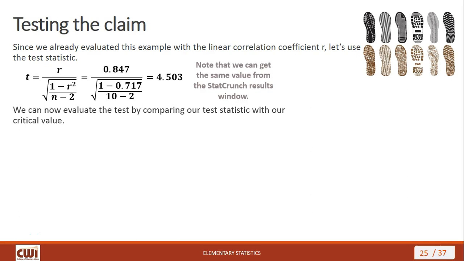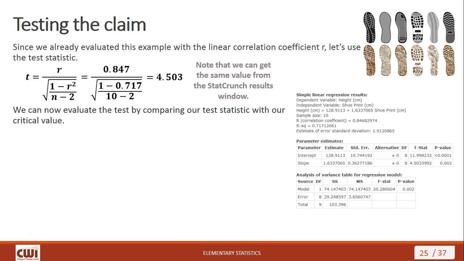So we can now evaluate the test by comparing our test statistic with our critical value. So here's the results window from StatCrunch. Notice we get the t-stat right here from our parameters table, 4.503. So we don't have to do the old school calculation if we don't want to.